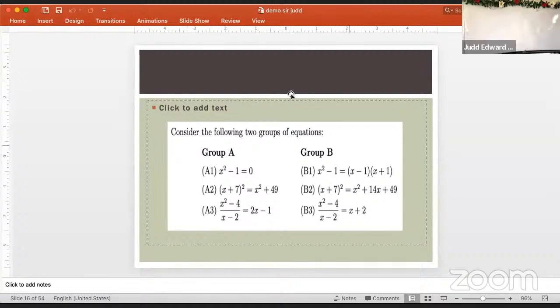Okay, good morning, everyone. So before we start our discussion proper, could you please look at the given figure on our PowerPoint presentation? Consider the following two groups of equations. We have group A and group B. We have 3 items per each group. I am giving you 2 minutes to analyze the given.